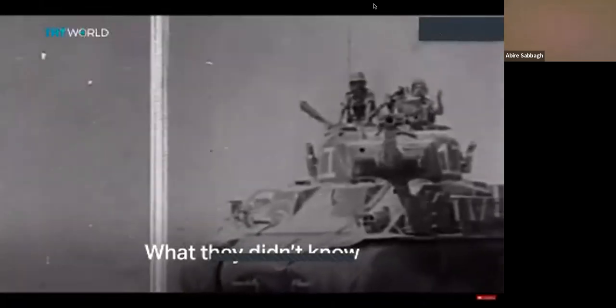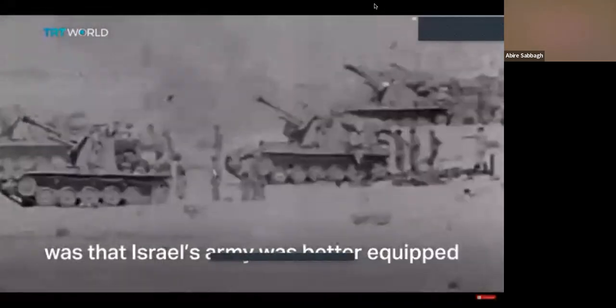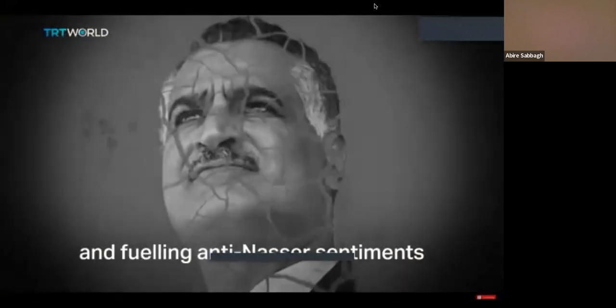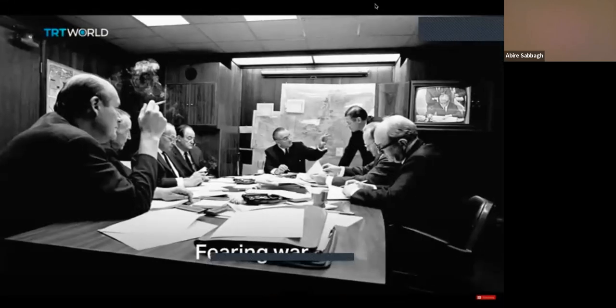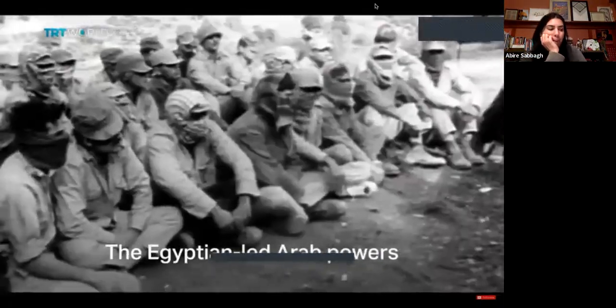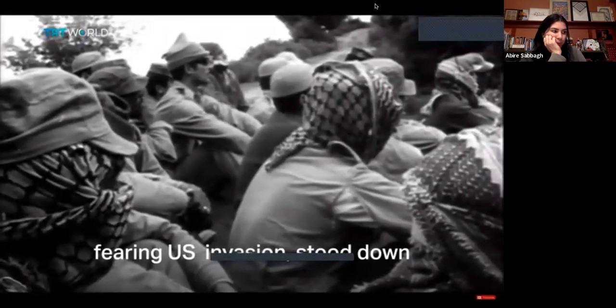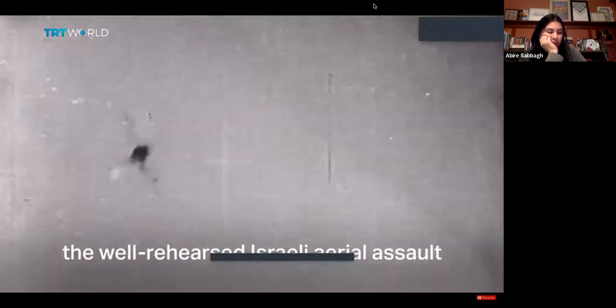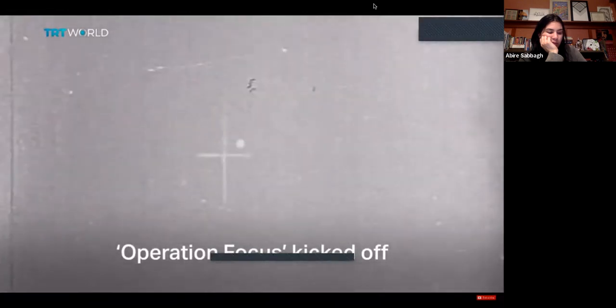Confident of their military superiority, Egyptians and Arabs celebrated Abdel Nasser's actions. What they didn't know was that Israel's army was better equipped and ready for war. In Israel, the media compared the Arabs to the Nazis, triggering memories of the Holocaust and fueling anti-Nasser sentiments. Fearing war, US President Lyndon Johnson warned both sides not to be the first to strike. The Egyptian-led Arab powers, fearing a US invasion, stood down. To their surprise, on June 5th at 7:45 a.m., the well-rehearsed Israeli aerial assault Operation Focus kicked off.